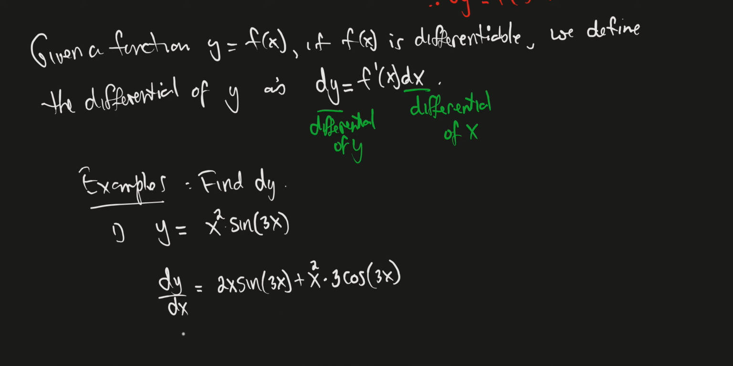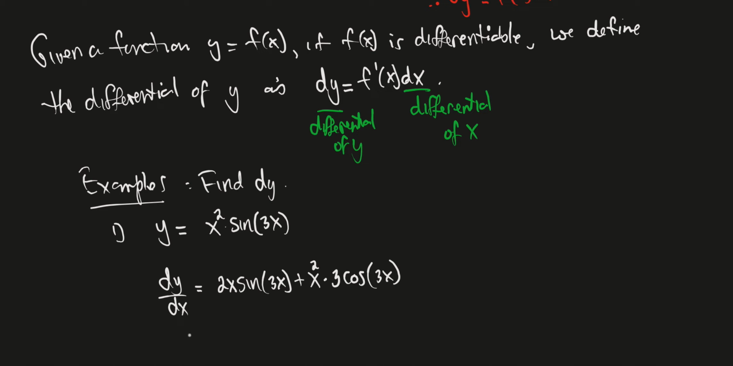Now the new thing is I now have the ability to essentially solve for dy, or just say isolate dy. So I can say that the differential of y is equal to this quantity. I'll put the 3 in front, so 3x squared cosine of 3x, and then all of that times dx.